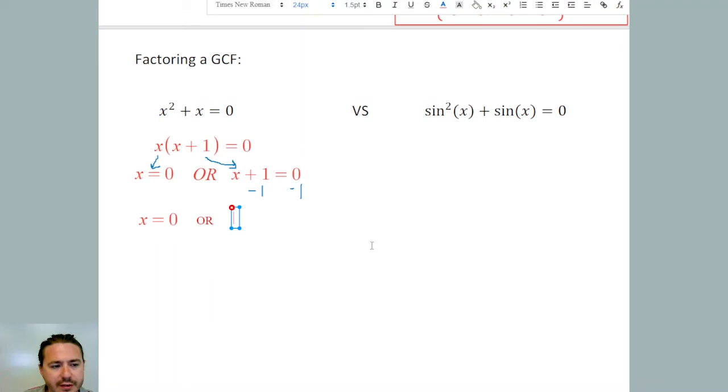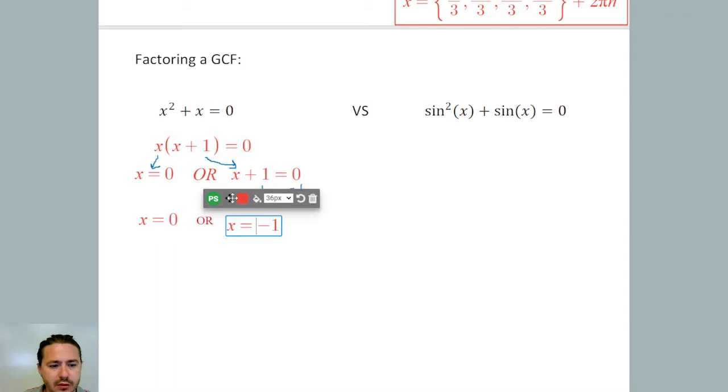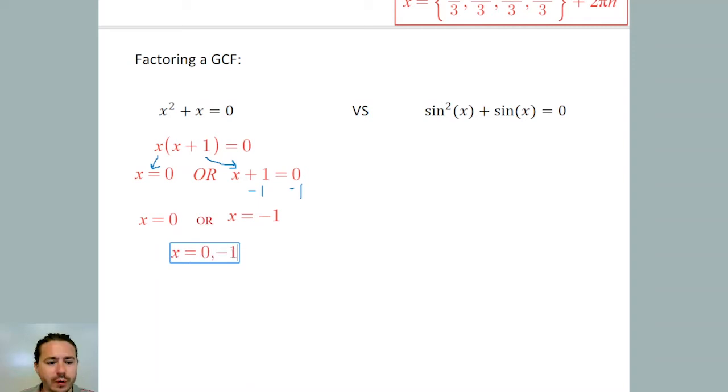Or x equals negative 1. So we get two solutions. It's okay if you type it like this, or you write it x equals 0, negative 1. That's acceptable too. Those are your two solutions, right? So this one's pretty straightforward. Now, when you have a trig function like that, you do kind of the same thing.